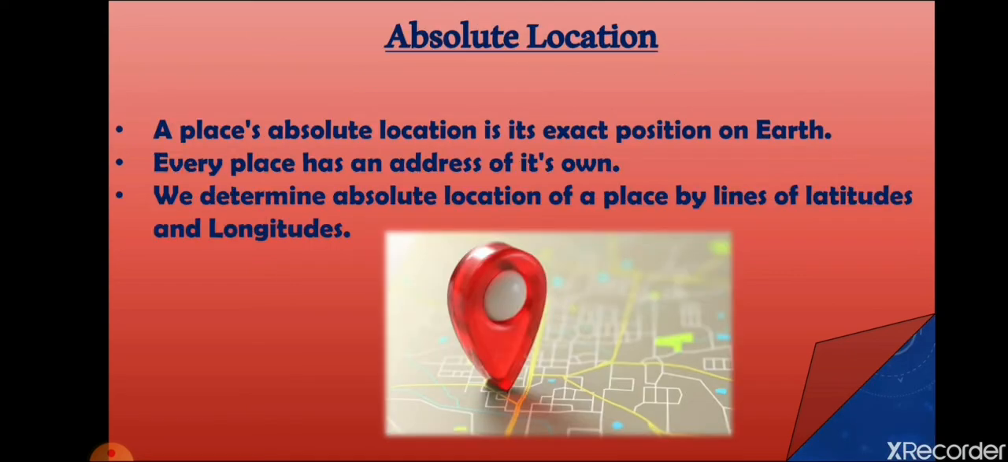Now what is absolute location? As the word absolute suggests, it means exact location. A place's absolute location is its exact position on the earth, that is, your exact address, where your house lies.